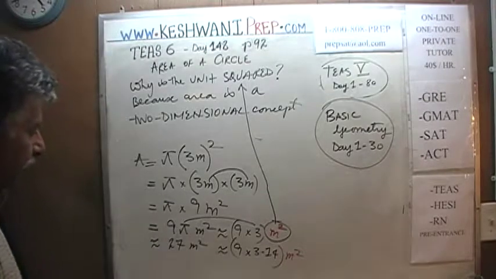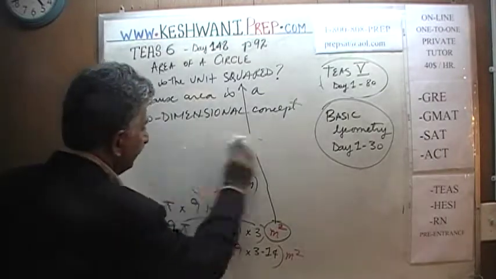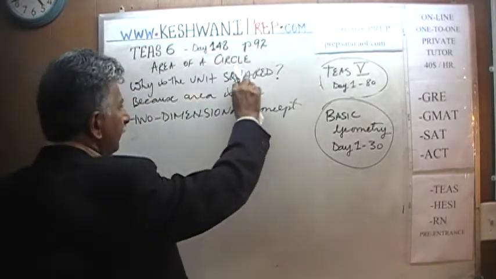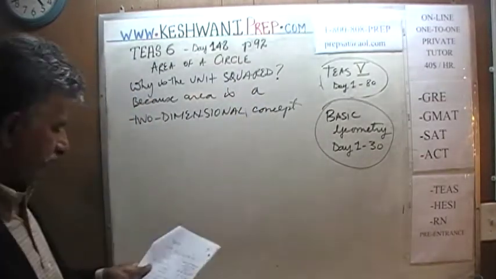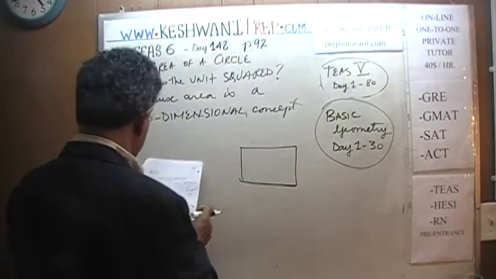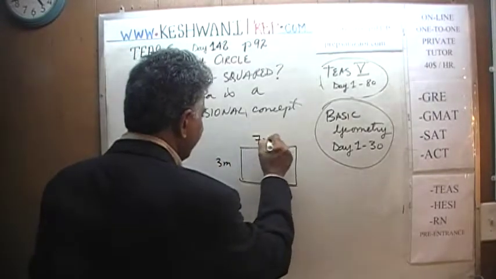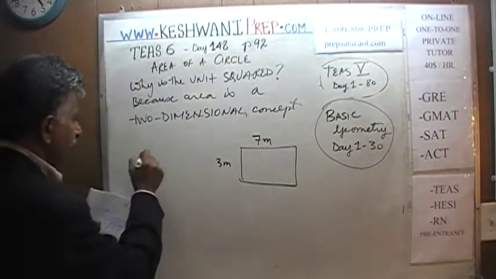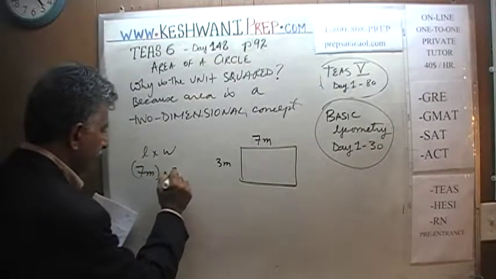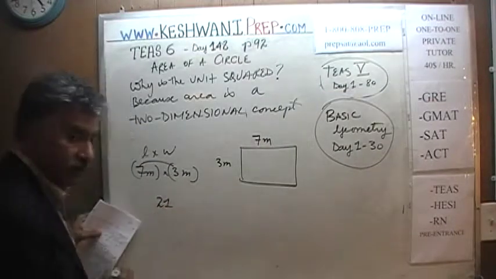For example, we need the room, so I need to erase this thing. For example, if we're given a rectangle, and we are told that this is 3 meters and this is 7 meters, the area of this rectangle is going to be length times the width, which is 7 meters times 3 meters. So 7 times 3 is 21. 21 what? It has to have a unit.